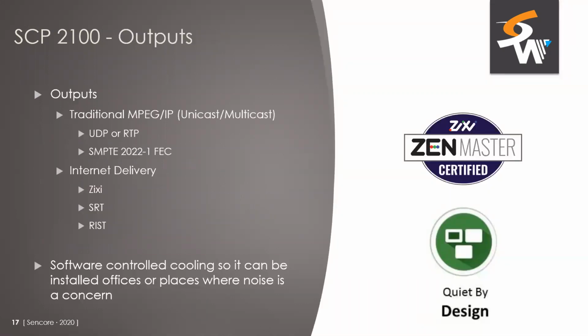So onto the outputs, we touched on this a second ago, but traditional MPEG over IP, unicast, multicast, UDP, RTP. We also support the 2022-1 FEC, like I talked about earlier. So if you're running this internal to your facility, maybe you have an 8VSB antenna on your roof, and this is going to ingest that signal for you, you can still run traditional FEC inside of your facility with this box. And then all of the internet delivery protocols that we've touched on a number of times here, this box is Zixi Zen Master certified.